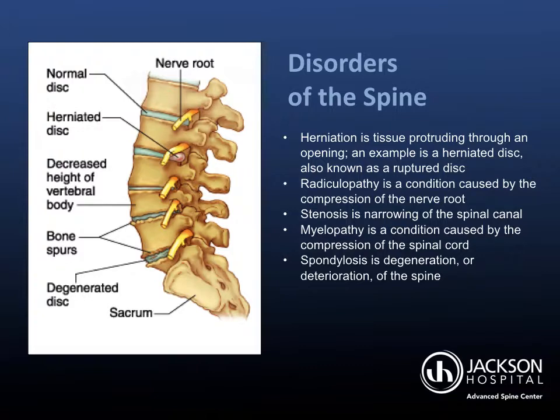What are examples of spine disorders? Herniation is tissue protruding through an opening. An example is a herniated disc, also known as a ruptured disc. Radiculopathy is a condition caused by the compression of the nerve root. Stenosis is narrowing of the spinal canal. Myelopathy is a condition caused by the compression of the spinal cord. Spondylosis is degeneration or deterioration of the spine.